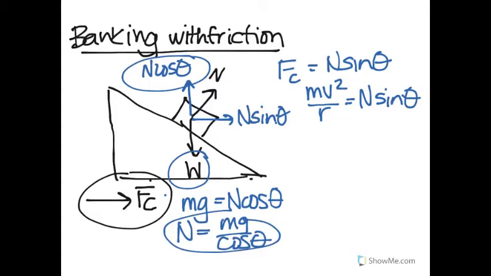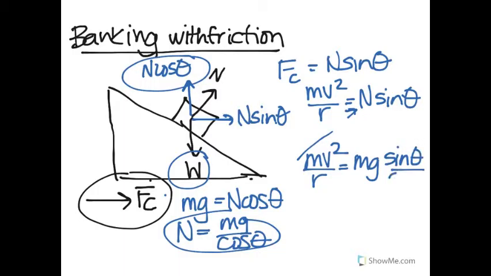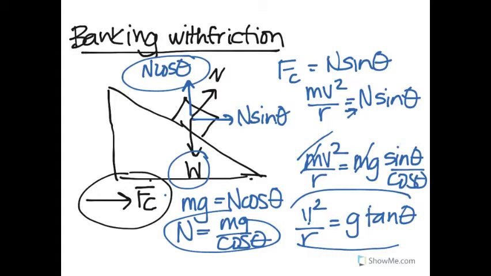And then you substitute that in where n is, and you get mg sine over cosine. The m's cancel out, and you get v squared over r equals g tangent of the angle. And then you can find whatever pieces you're looking for. If you're looking for the velocity that you can have, if you're looking for the radius, if you're looking for the angle, you can rearrange to find those.